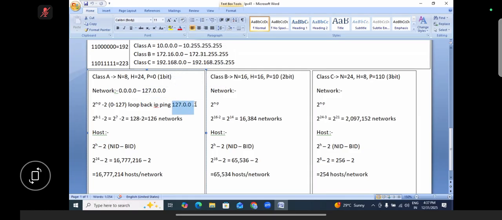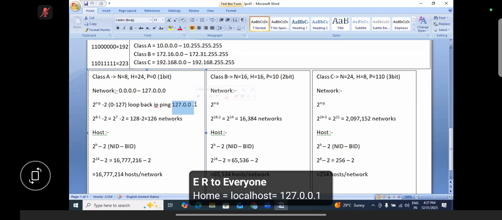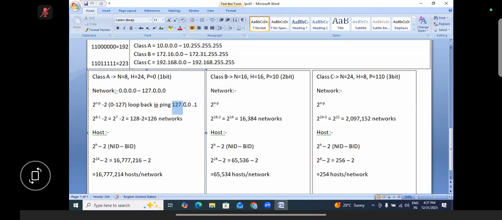127.0.0.1, 127.0.0.2, 127.0.0.3. Like this, how many? Up to 255. I hope you got it, guys. I hope you're clear. So this is the loopback IP address. We are not going to assign loopback IP addresses to hosts. Why the loopback IP address? To check the incoming and outgoing traffic. Simple. To check the NIC card.